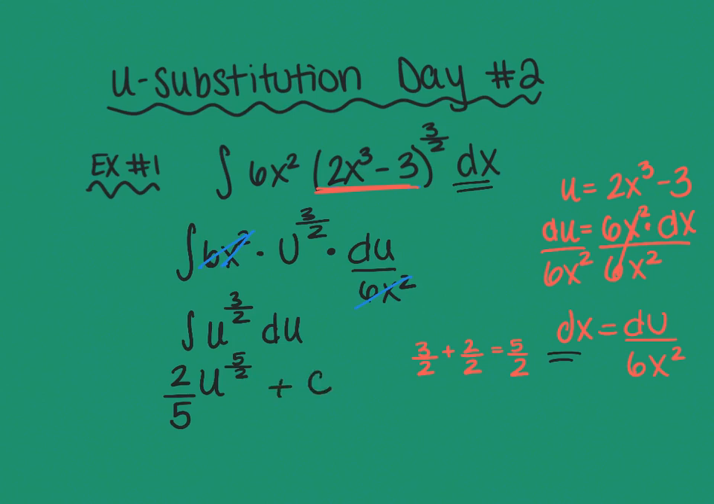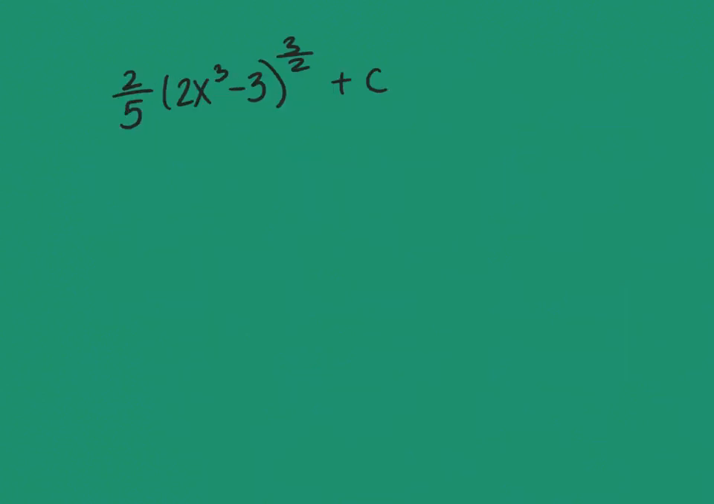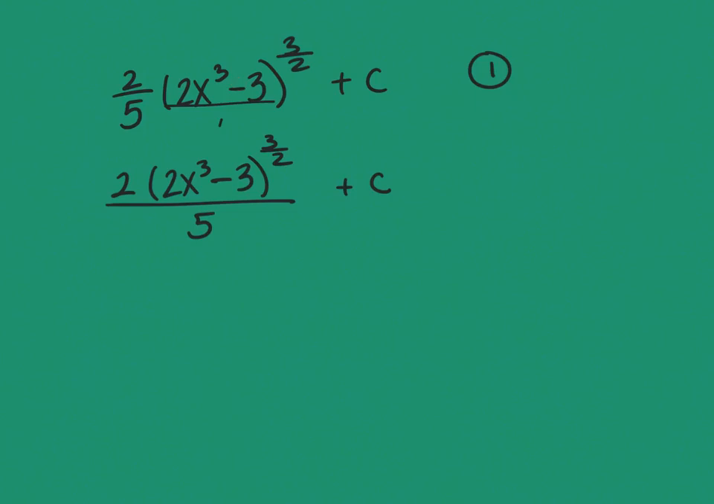So my final answer is 2/5 times (2x to the third minus 3) to the 3/2 plus c. All right, I'd like to show you a couple of ways that you can write this answer. So obviously this is the first way. The second way is that technically I could write this over 1. So I can make this 2 times (2x to the third minus 3) to the 3/2 all over 5 plus c, right? I multiplied the tops with the tops, bottoms with the bottoms.